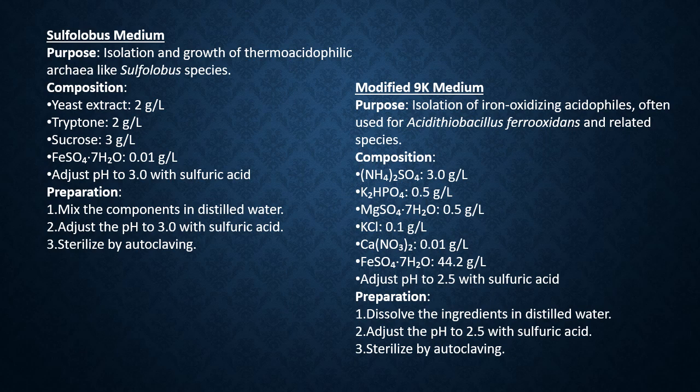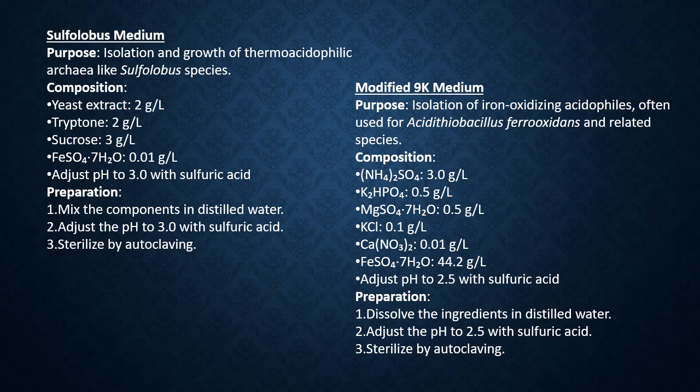Then the next one is Sulfolobus medium. The purpose is isolation and growth of thermoacidophilic archaea. Thermo means high temperature, so Sulfolobus species grow in high temperature, high acid environments. For those kinds of samples, you can use this particular medium if you are targeting Sulfolobus species. Now the composition is given here. Here also you adjust the pH to 3 with sulfuric acid. Mix the components in distilled water, adjust the pH to 3, and then you sterilize by autoclaving.